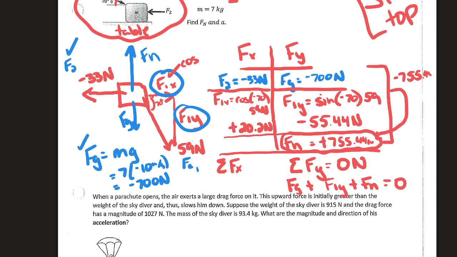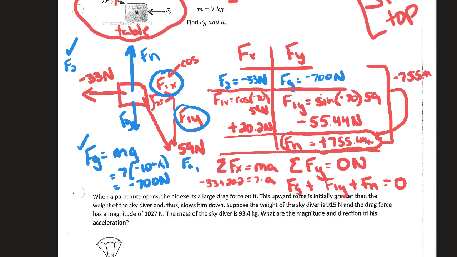This system is going to move left or right because we know that they're unbalanced. Negative 33 is one of the forces, F1x, the other applied force is 20.2. They add up to m times a. I seriously have not used enough space to do this, but we have negative 33 plus 20.2 equals a mass of 7 times a. And it comes out to be a pretty easy problem.